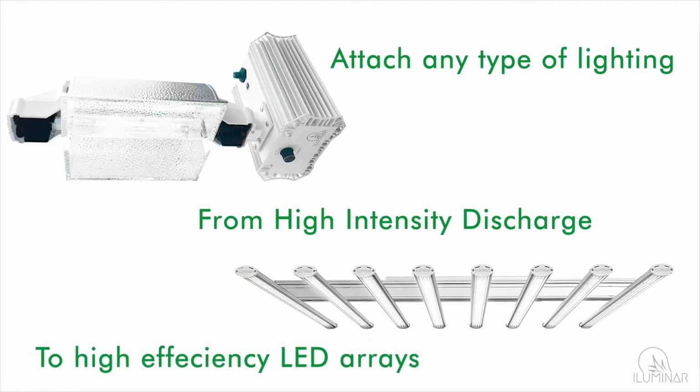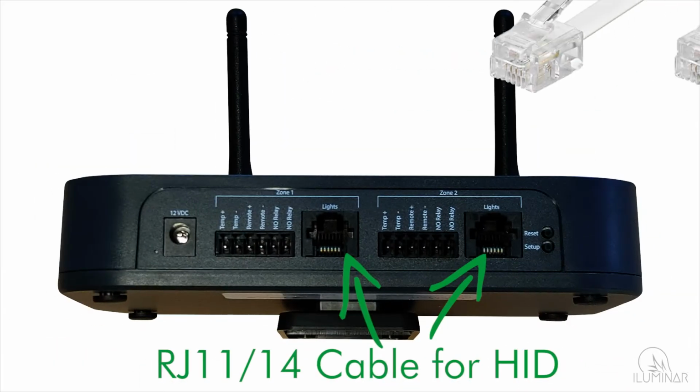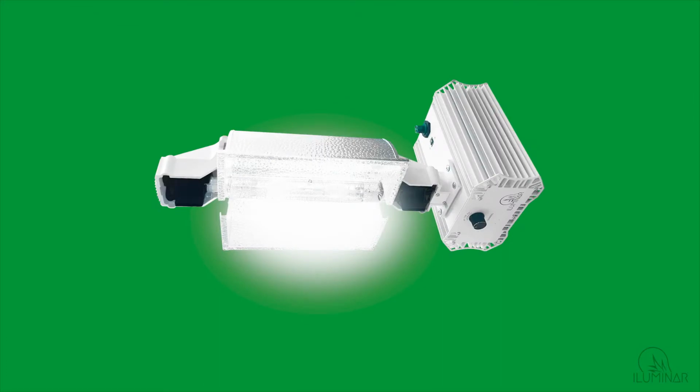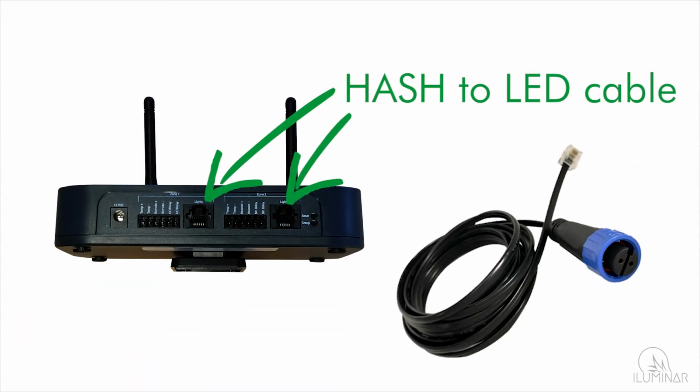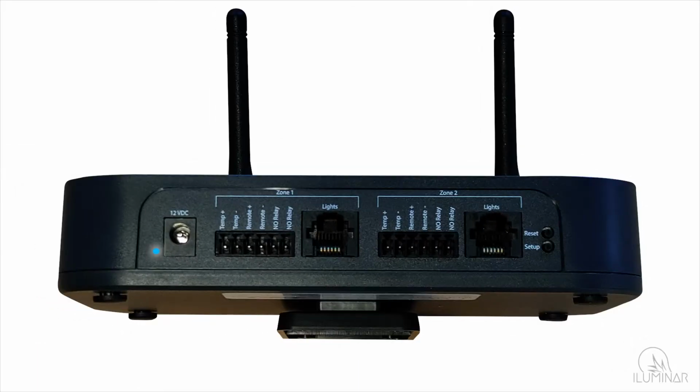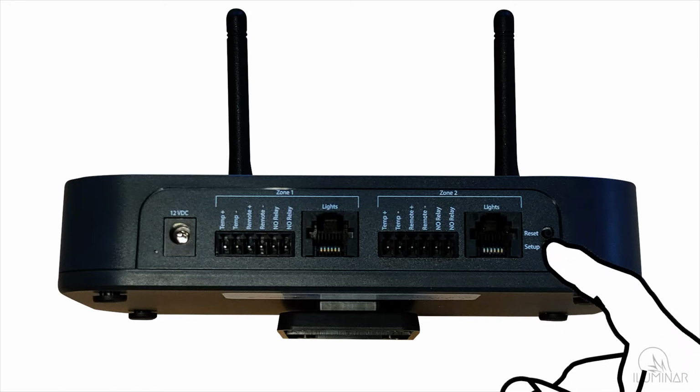To attach lighting fixtures to the controller, simply plug in an RJ11/14 cable to control HID type lighting, or an LED to HASH cable in order to control LED. Both are available from Illuminar or your local retailer. There will be a blue flashing light next to the AC power cord, which means the unit is ready to attach to a network. If not, press the setup button.